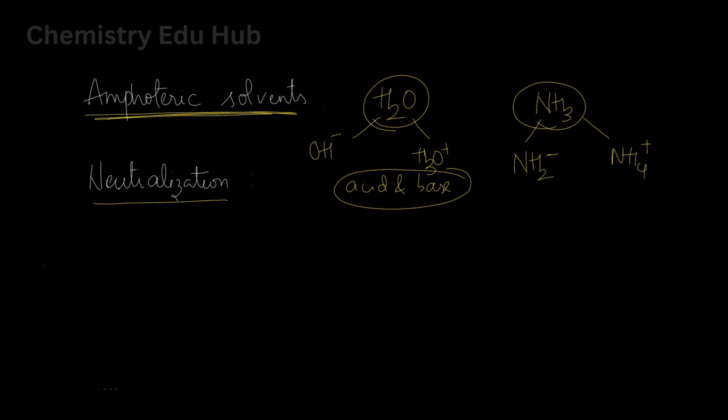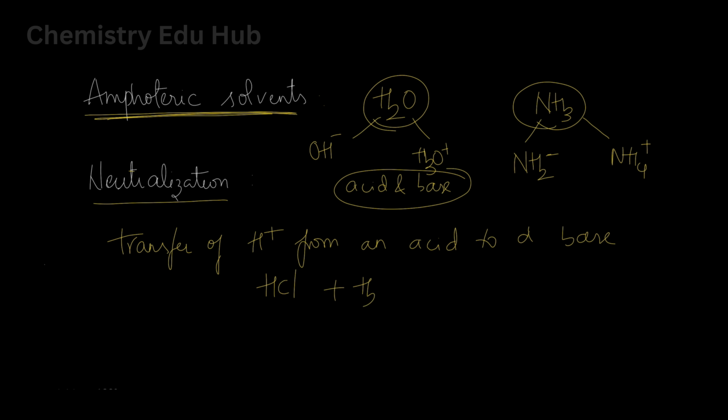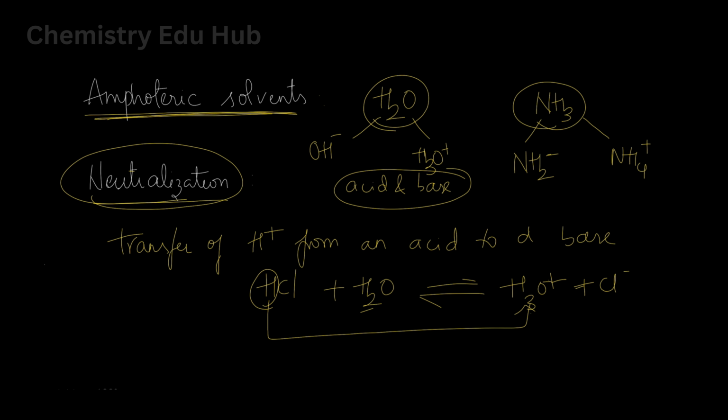According to Bronsted-Lowry theory, neutralization is nothing but the transfer of a proton, that is H plus, from an acid to a base. Suppose you take HCl, an acid. It gives a proton to H2O, which turns into H3O plus and Cl minus. Here we observe the transfer of this proton from HCl to H2O to form H3O plus. Such a reaction is called neutralization according to Bronsted-Lowry theory.